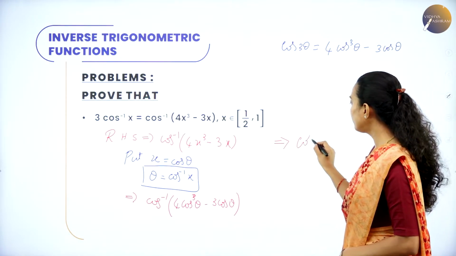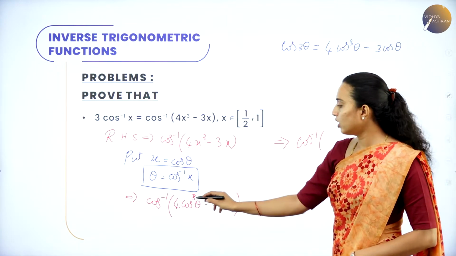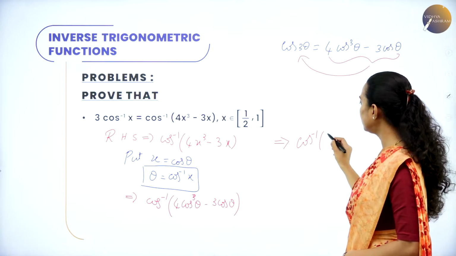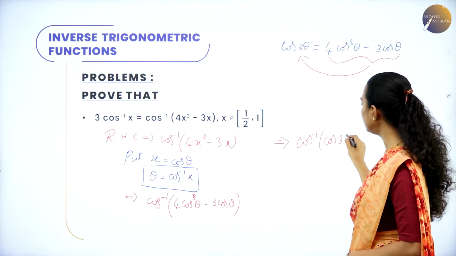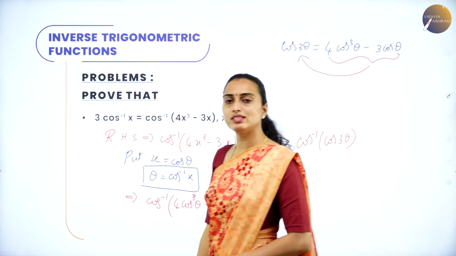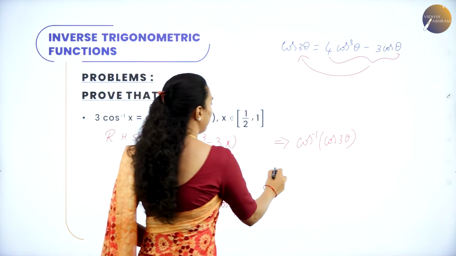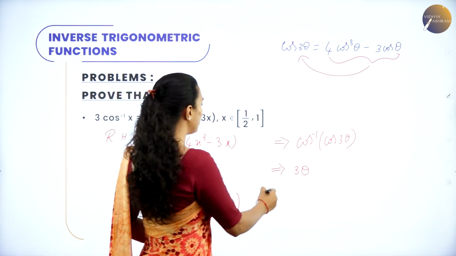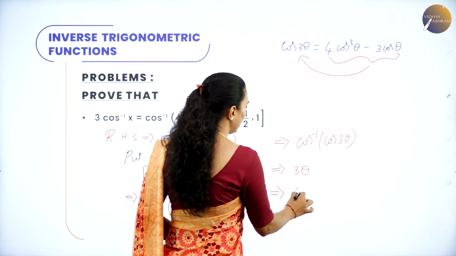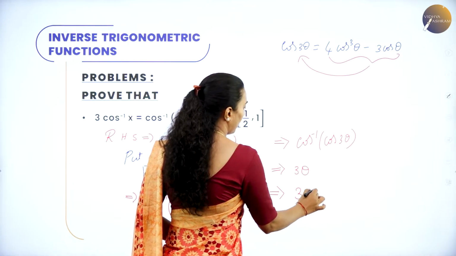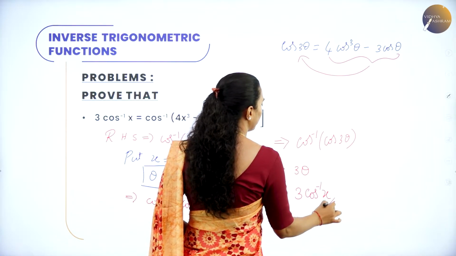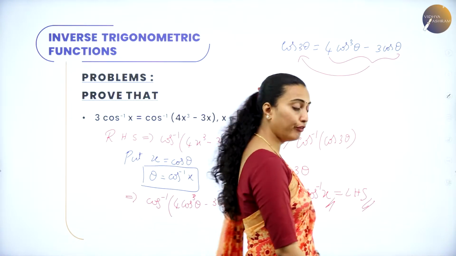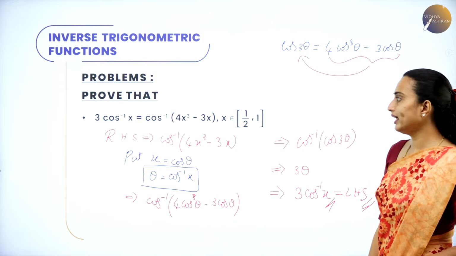Cos inverse of 4 cos cube theta minus 3 cos theta can be written as what? Cos 3 theta. Therefore, I am going to substitute cos 3 theta here. Cos inverse cos will go, so the remaining will be 3 theta. Implies that 3 theta. Correct now? So, 3 theta is nothing but cos inverse x, which is the left hand side. Correct now? So, understood this proof? Fine. We'll move on to the next question.